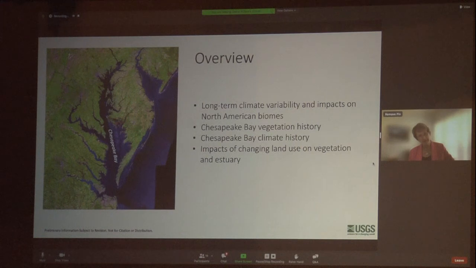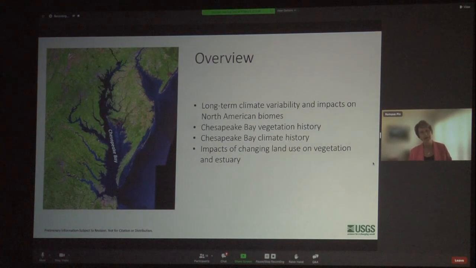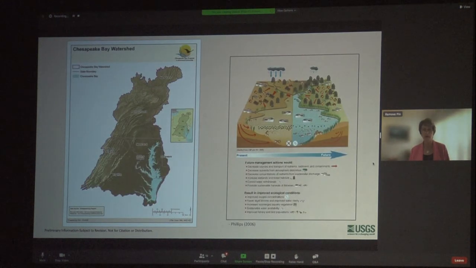As you can see here, this is a close-up satellite image of Chesapeake Bay. As Tom mentioned, the Chesapeake Bay watershed is very large. It extends from the mouth of the bay near Norfolk, Virginia, all the way up in New York State, near Cooperstown. So there's an awful lot of landscape that is providing sediment, nutrients, and other things to the bay itself.